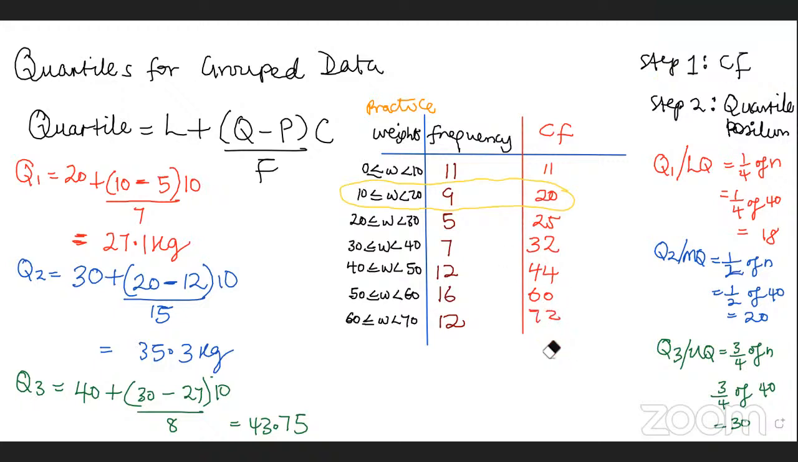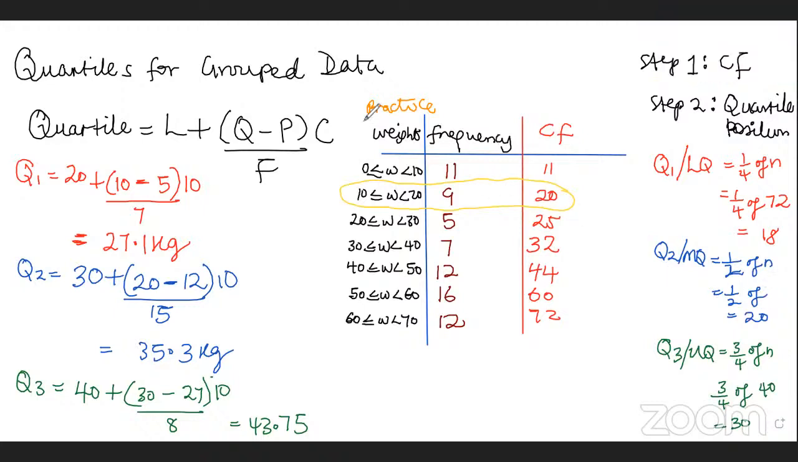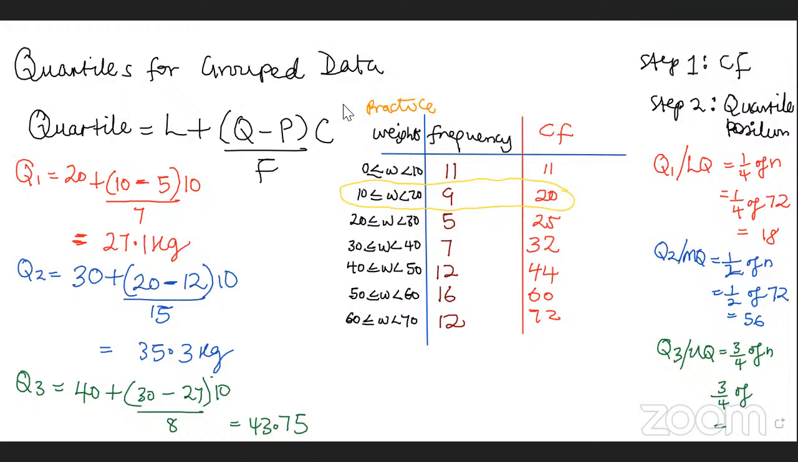So we got that. Then we came here and worked out our lower quartile. We had to do 1/4 of 72 for this one. And for the next one, 1/2 of 72, which is 36. And the next one, 3/4 of 72, 54.